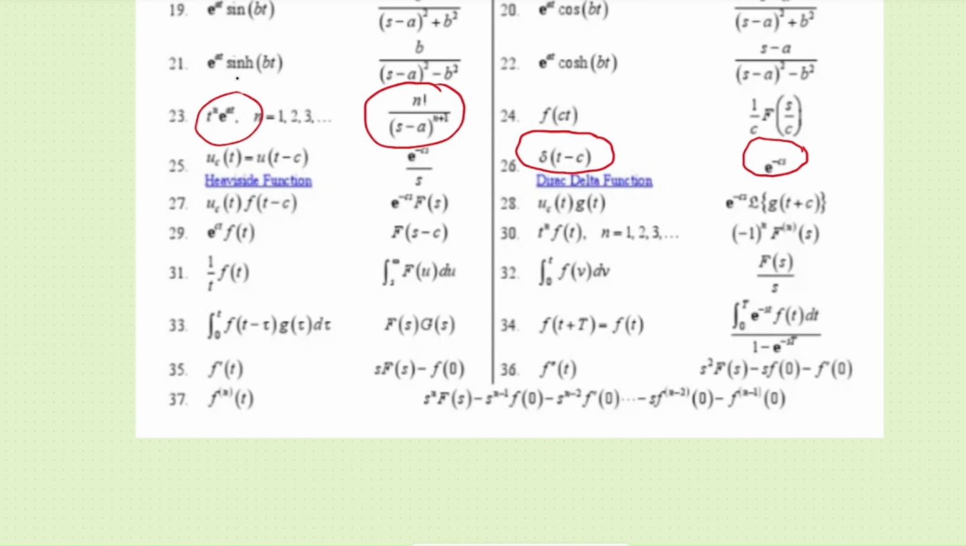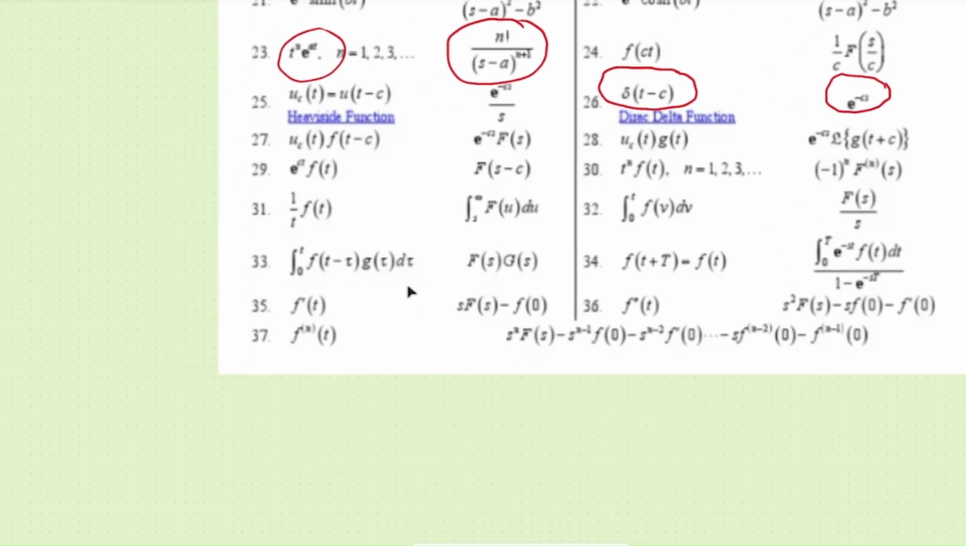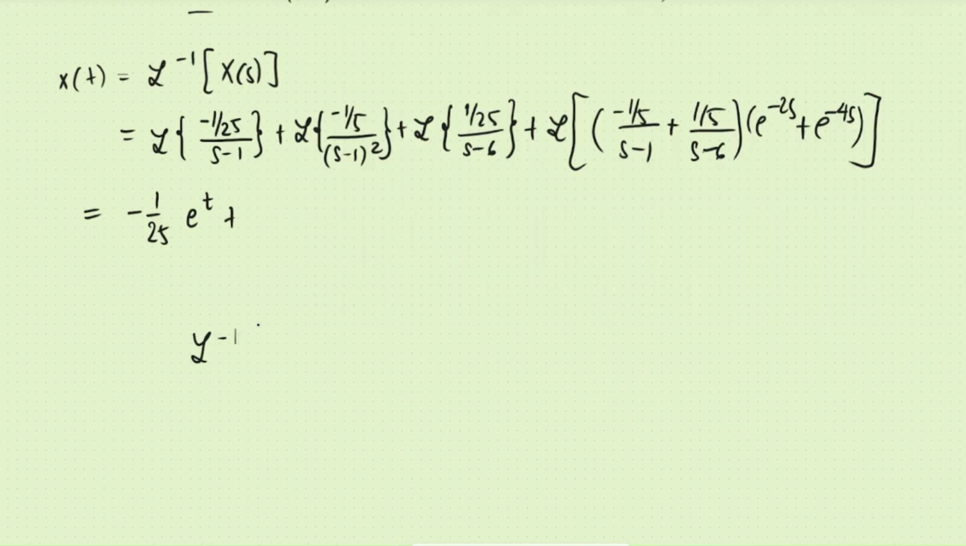So let's write that down, where n is equal to 1, 2, 3, whole numbers. Inverse Laplace of n factorial over s minus a to the n plus 1 is equal to t to the n e to the at.